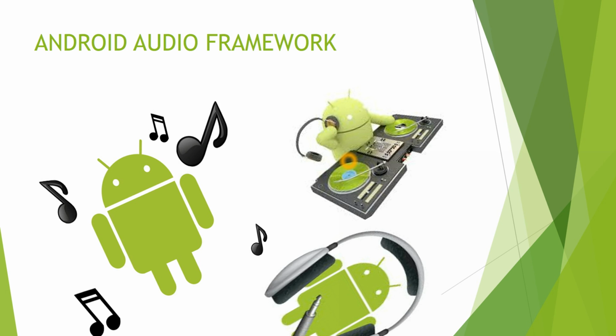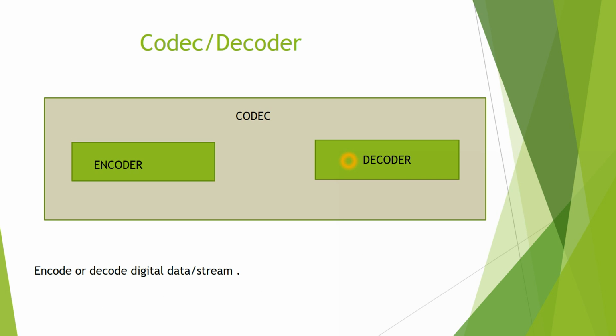In this particular tutorial, we will concentrate on the Android Audio Framework. Before moving on, we will see what a codec or decoder is. A codec can be defined as a computer program or device which is able to encode or decode a digital data stream or signal. A codec contains two components, an encoder and a decoder. The encoder will encode the digital stream for transmission, for storage, as well as for encryption. And the same data is decoded at the other end for playback or editing purposes.